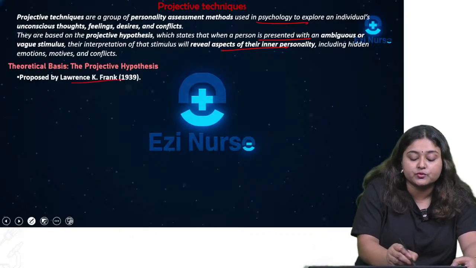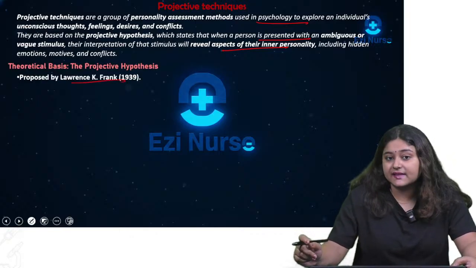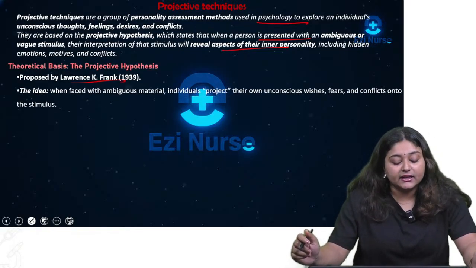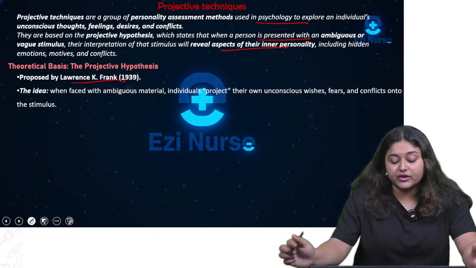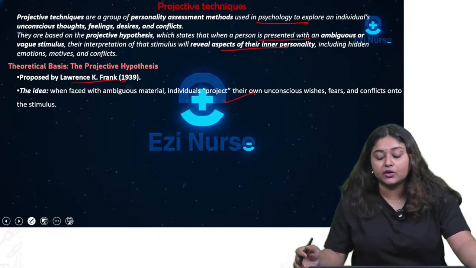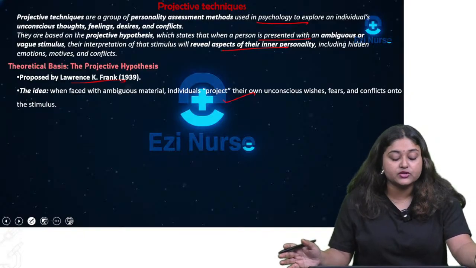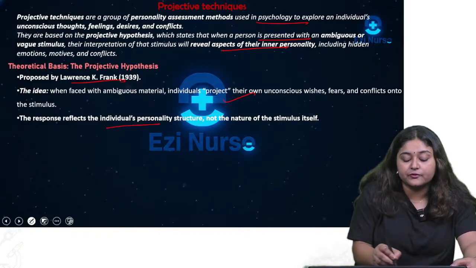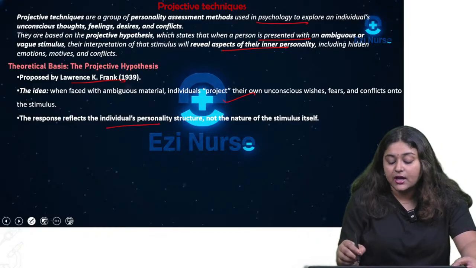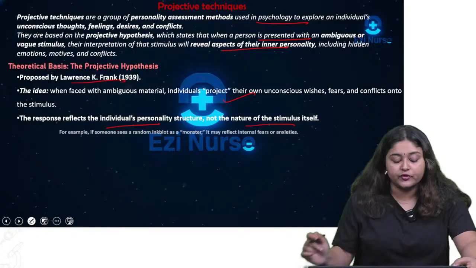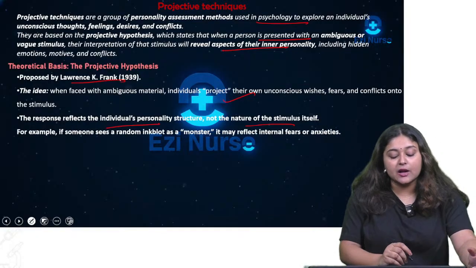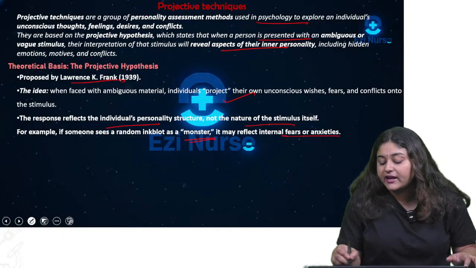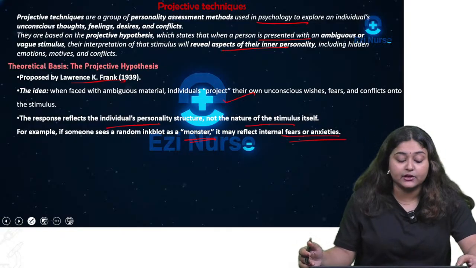First, it was proposed by Lawrence K. Frank in the year 1939. So what was the idea? That when faced with ambiguous material, individuals project their own unconscious wishes, fears and conflicts onto the stimulus. Okay, next, the response reflects the individual's personality structure, not the nature of the stimulus itself. For example, if someone sees a random ink blot as a monster, it may reflect internal fears or anxiety of the person.